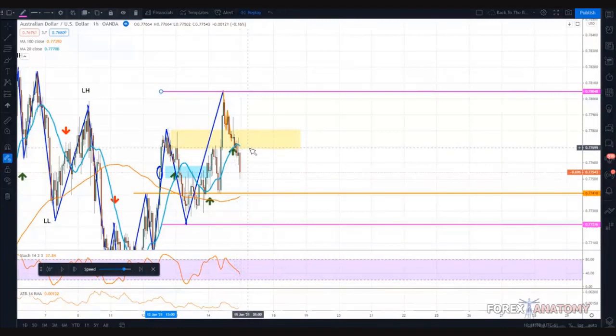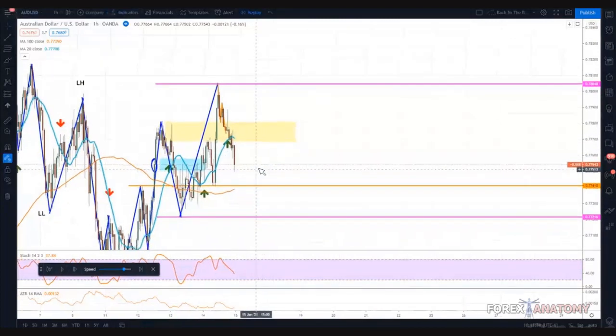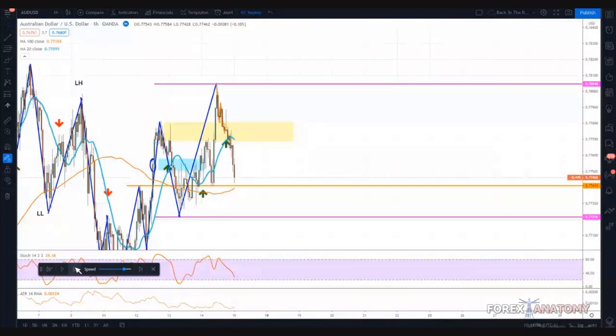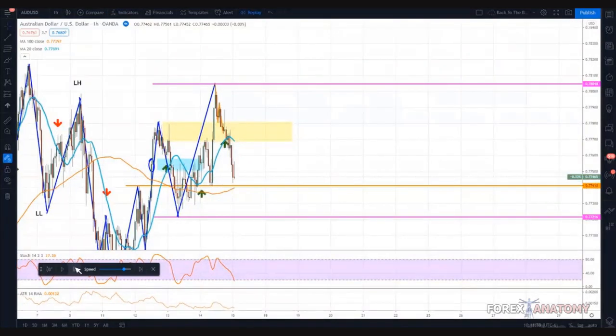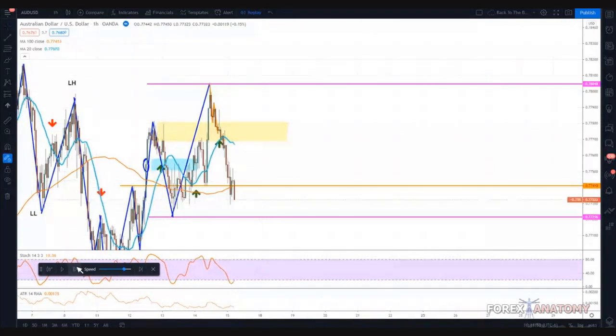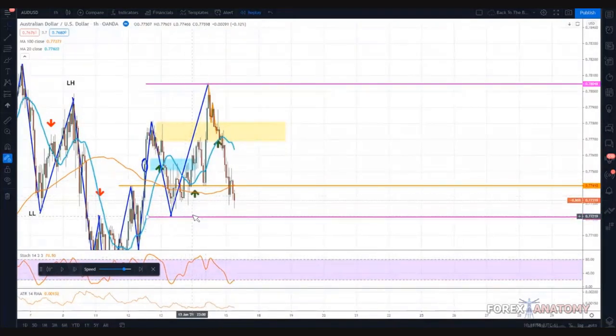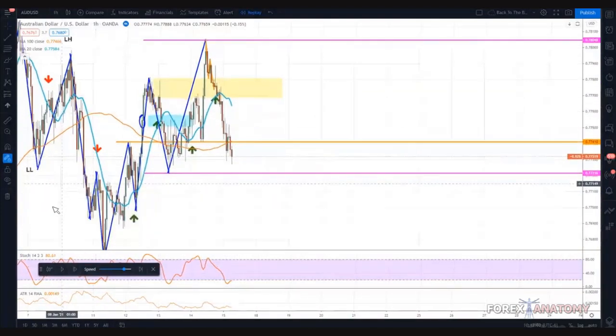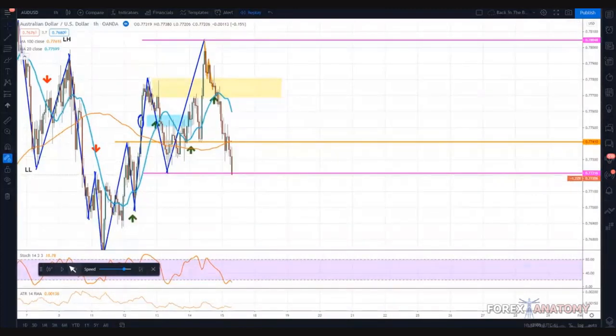You see the 20 SMA sloping, starting to flatten out. So this is where we wait. We wait for the market to pretty much tell us what is going to happen. In this case right now, the 20 SMA is sloping downward. We definitely don't want to look for a buy right now until we start seeing this slope upward again. So we need to wait for price either to break this low or for price to create a bullish environment. So I'm just going to wait and see what happens.